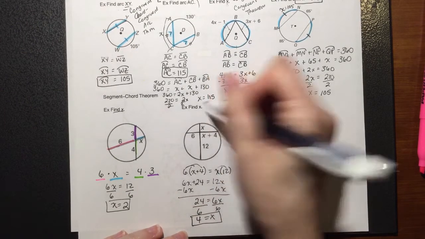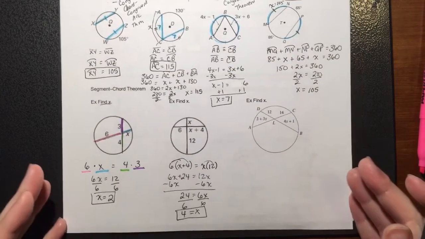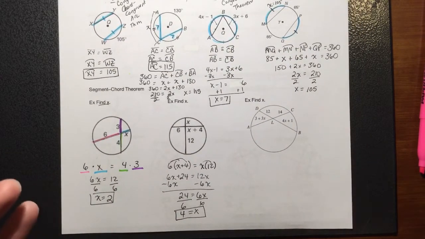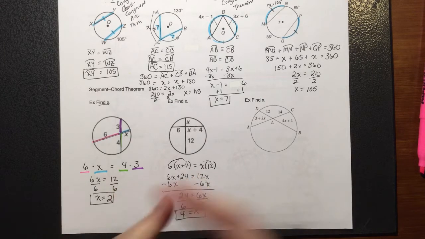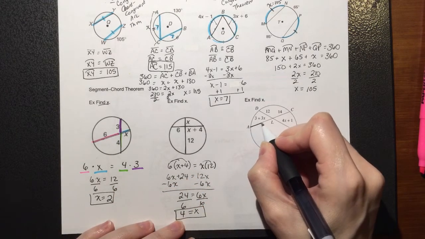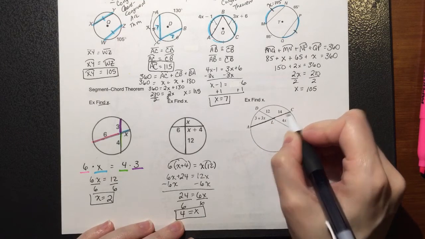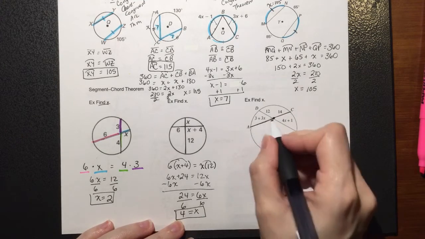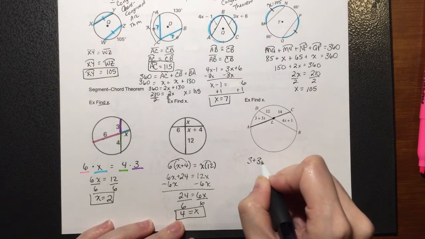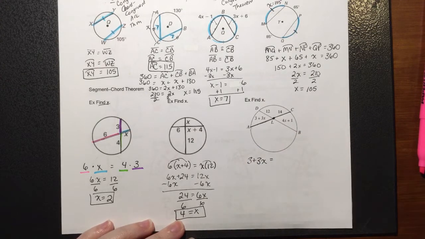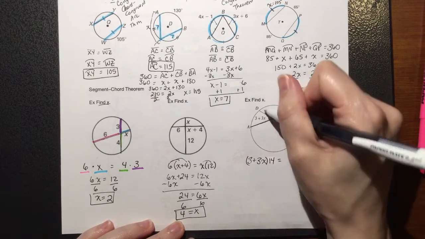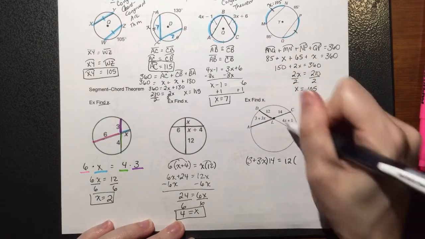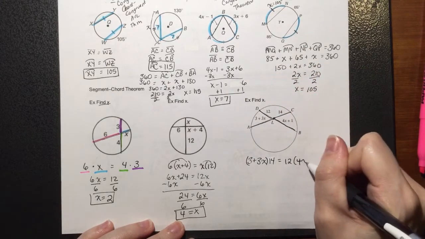And just double checking to make sure that it really did say find x instead of find this segment. And they could just put more numbers in there to try and make it look a little confusing. It's going to be the same thing. If you've got two chords that are intersecting inside of a circle, it's going to be one segment times the other segment. So one segment is 3 plus 3x, times 14, is going to be equal to 12 times 4x plus 1.